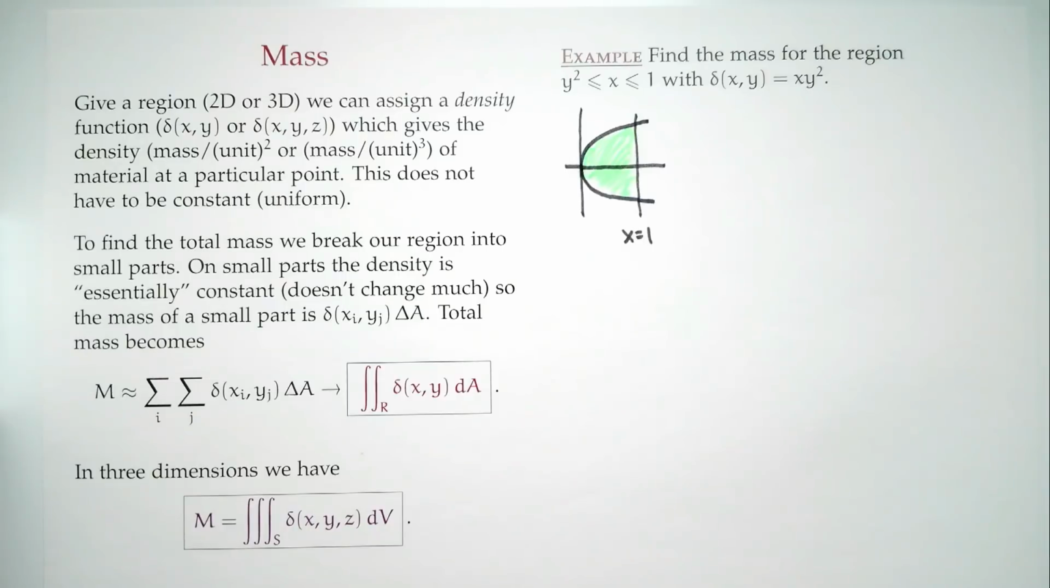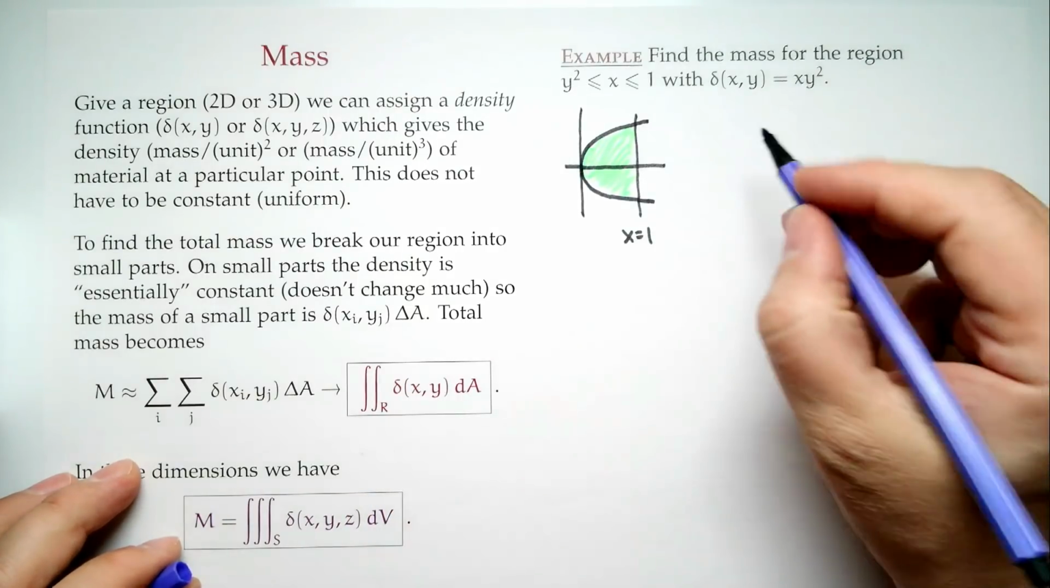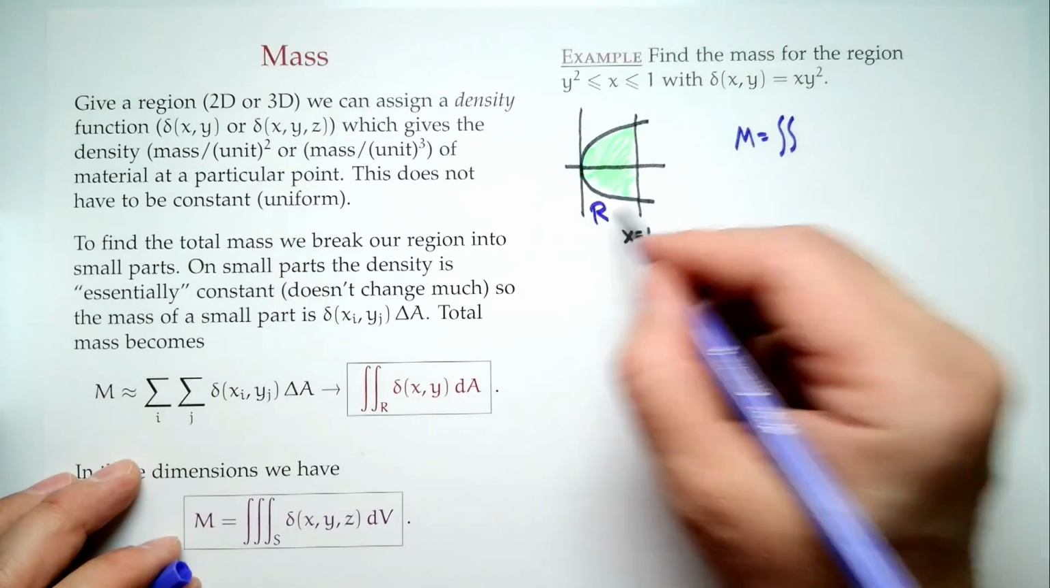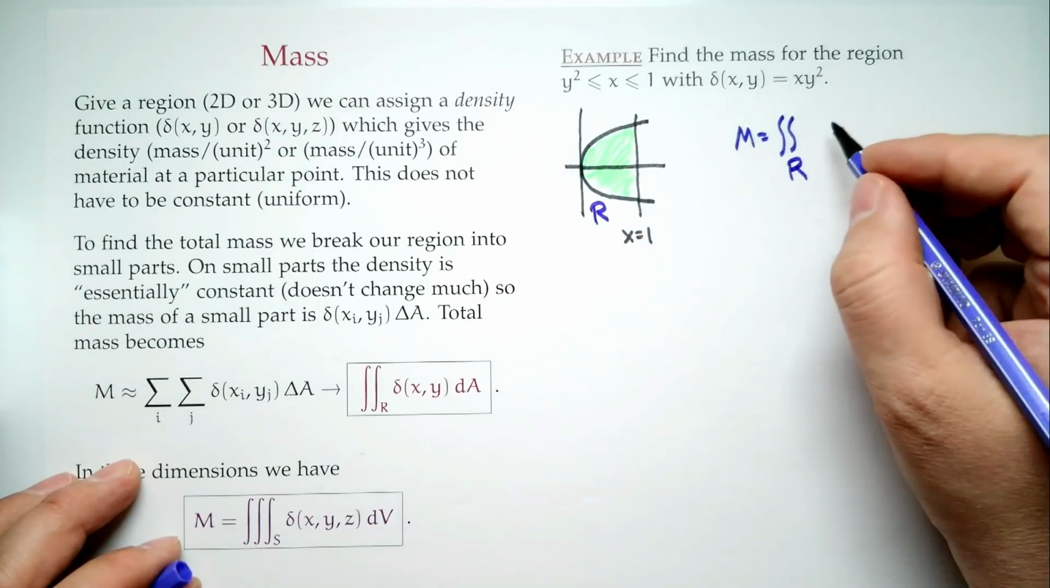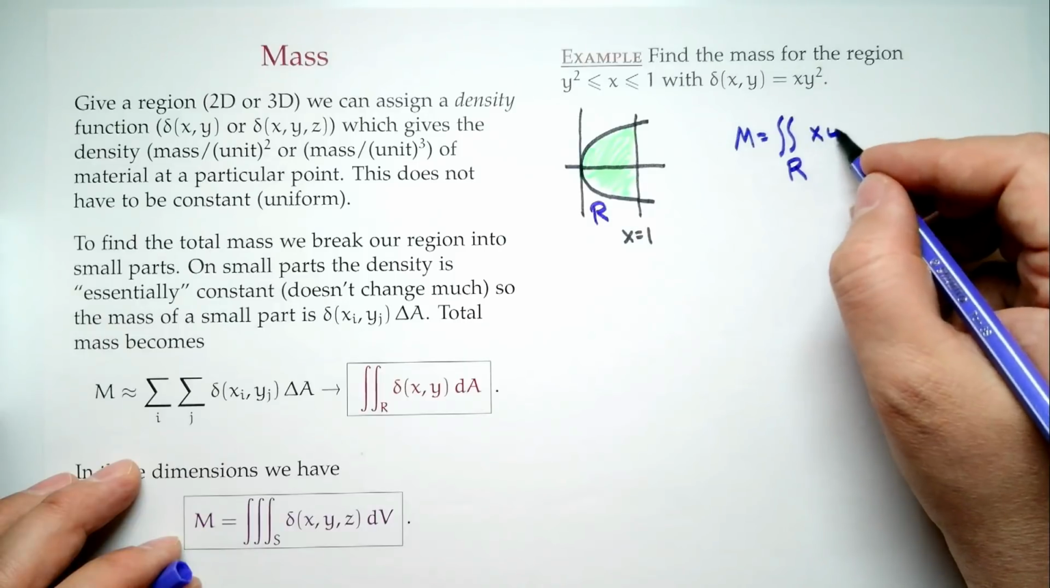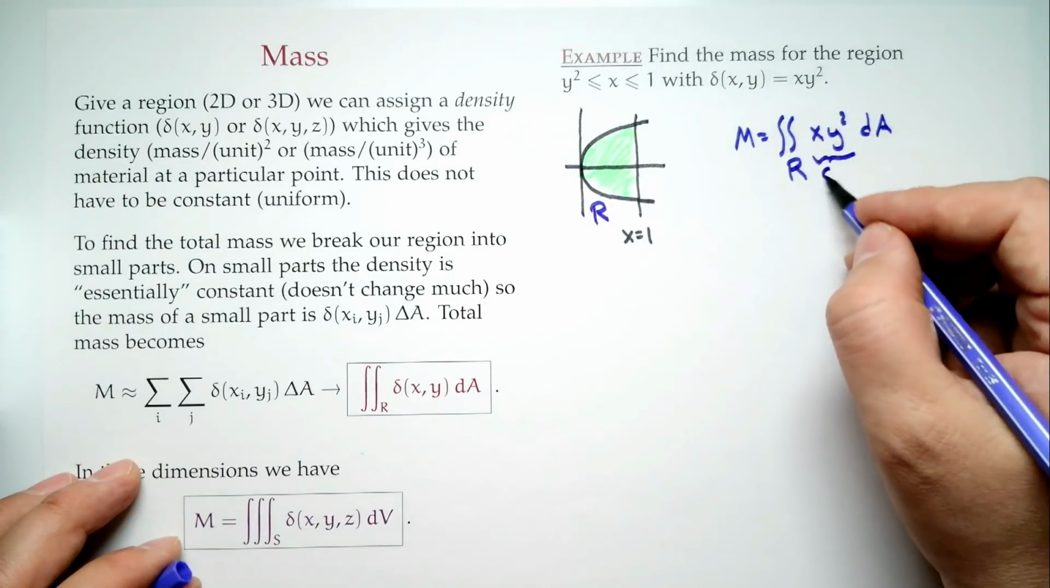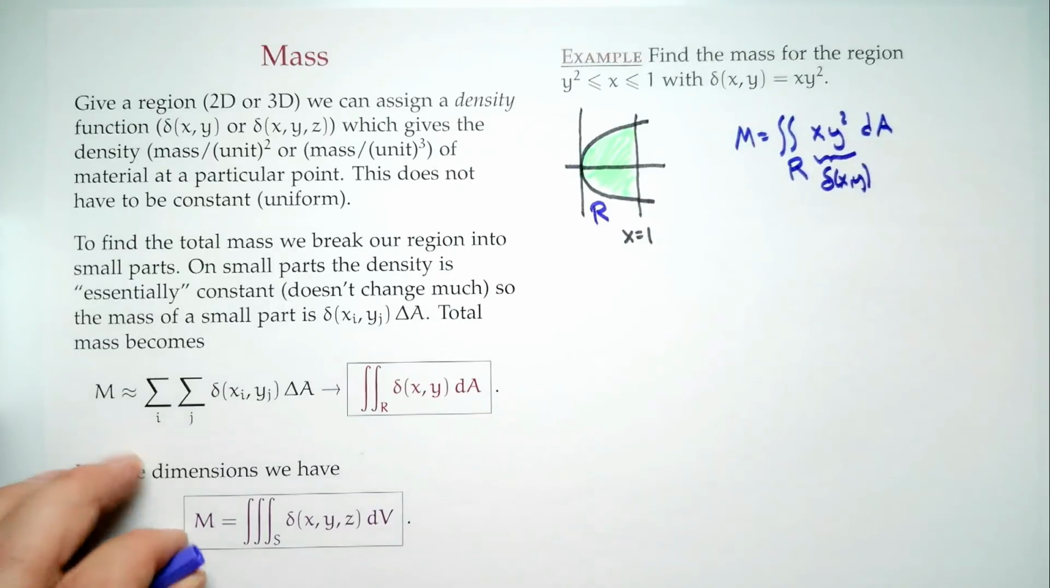Well, now what do we do? Well, we apply the formula. We say that mass is going to be the integral over our region R of our density, x y squared dA. So here's our density function. Now, what's the next thing we need to do?